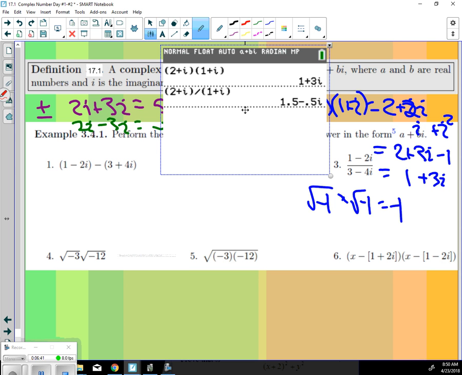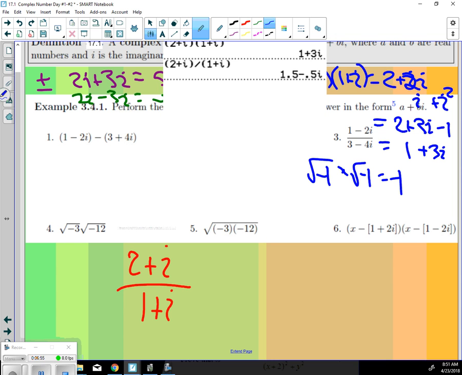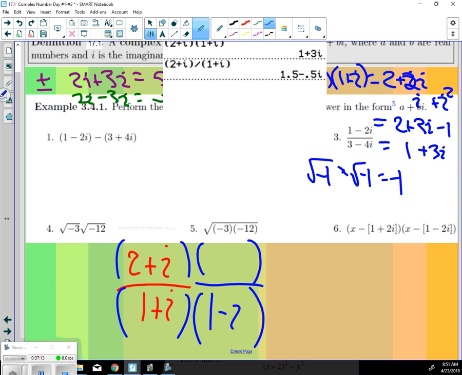So let's see what's going on. We're going to take 2 plus i divided by 1 plus i. Would you write that down, please? This is the only real tough skill that you're going to learn today. The rest is pretty easy. I'm going to do what Jacob said earlier today. I'm going to multiply by something so that I get rid of this i in the denominator. What's that something I'm going to multiply top and bottom by? 1 minus i. You got it.